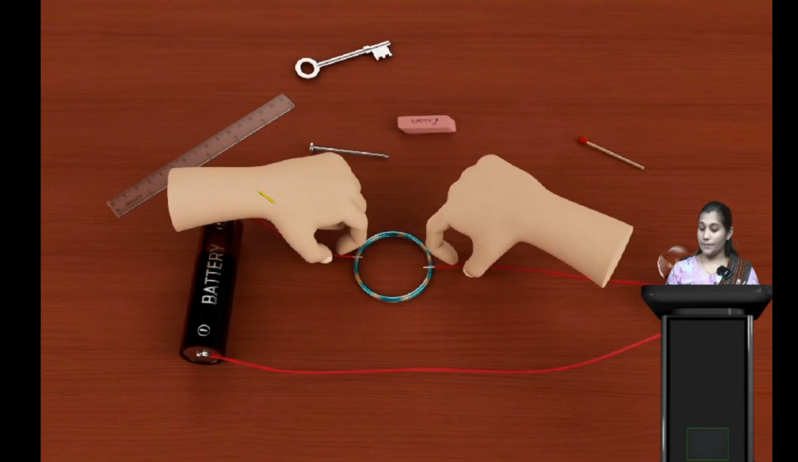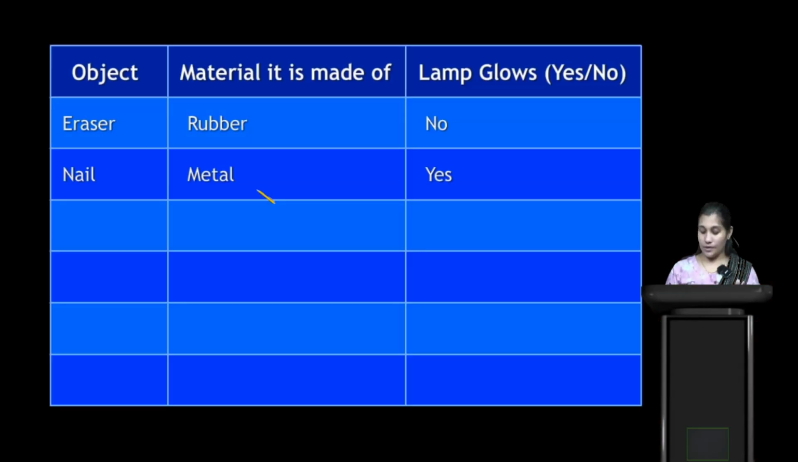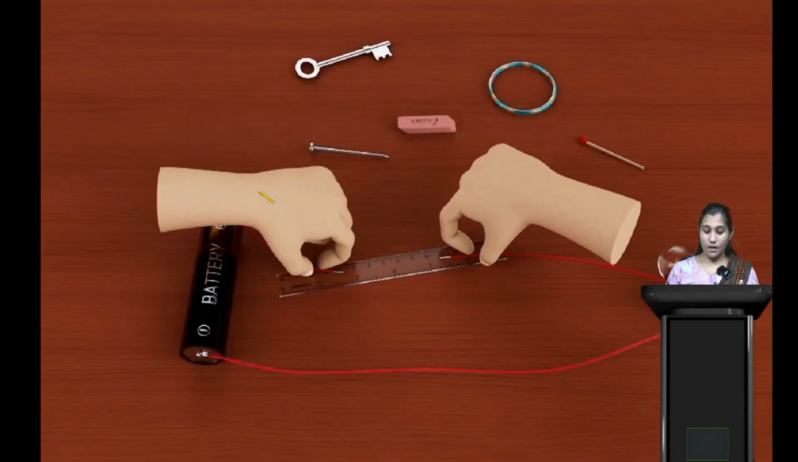And then we have taken the bangle and we have touched the two ends of the wires to the bangle and we have observed the lamp doesn't glow. And we have recorded this observation in the table. The bangle, it is made up of what? It is made up of glass. Whether the lamp glows? No, the lamp doesn't glow.